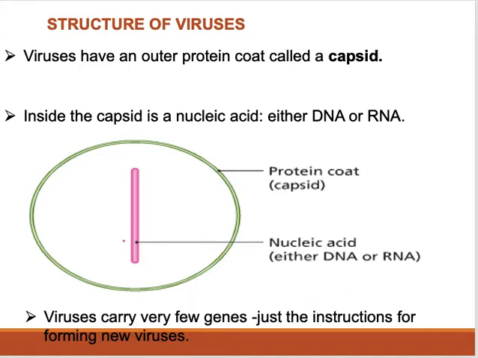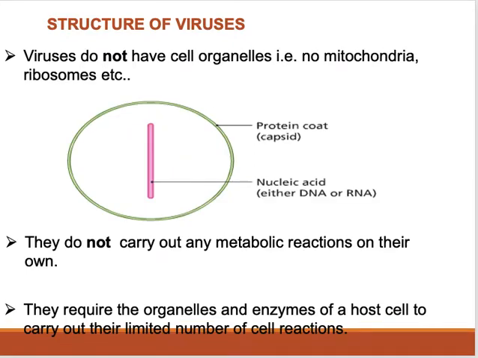And if they only have that little one strand of DNA or RNA, you can imagine that they have very few genes. In fact, all they have really is the instructions for making new viruses, and that's it. Now, viruses don't have organelles. And if you remember all the way back to the start of 5th year, you'll remember that cells are made of organelles. So that should help to reinforce the point that these are not cells. They've no mitochondria, they've no ribosomes.